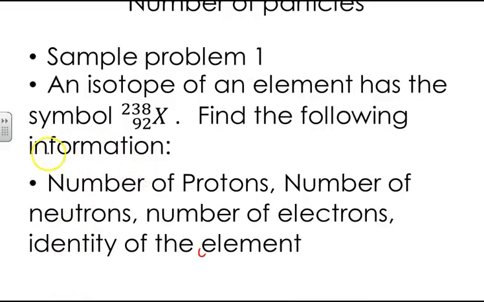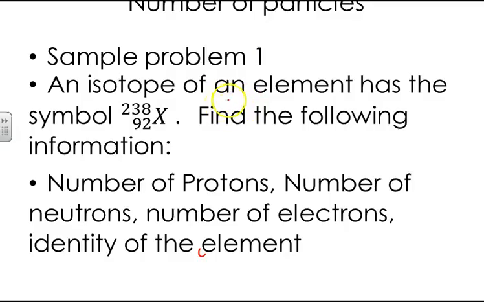So let's do a couple of sample problems. Sample problem number 1, we've got an isotope of an element that has the following symbol. We want to find the following information: the number of protons, the number of neutrons, the number of electrons, and we also want to try to identify this element.